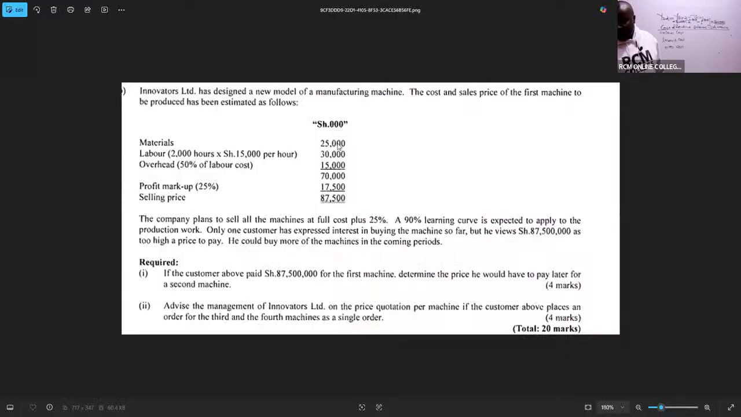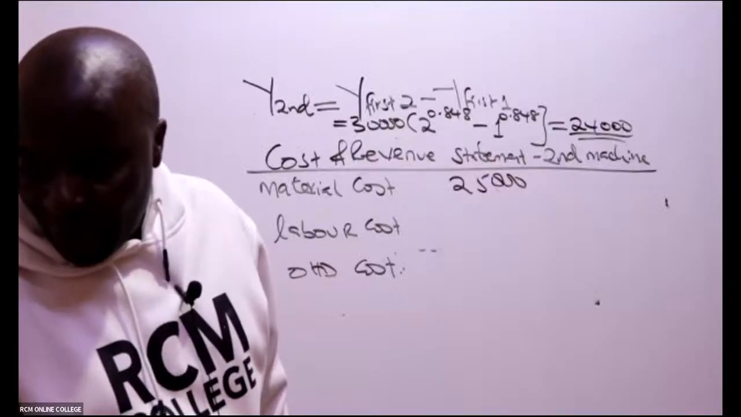So you see, material for the first machine was 25,000, because for materials there is nothing like learning. So also materials for the second one will be 25,000. Thank you so much. So do we have labor cost for the second machine, ladies and gentlemen?